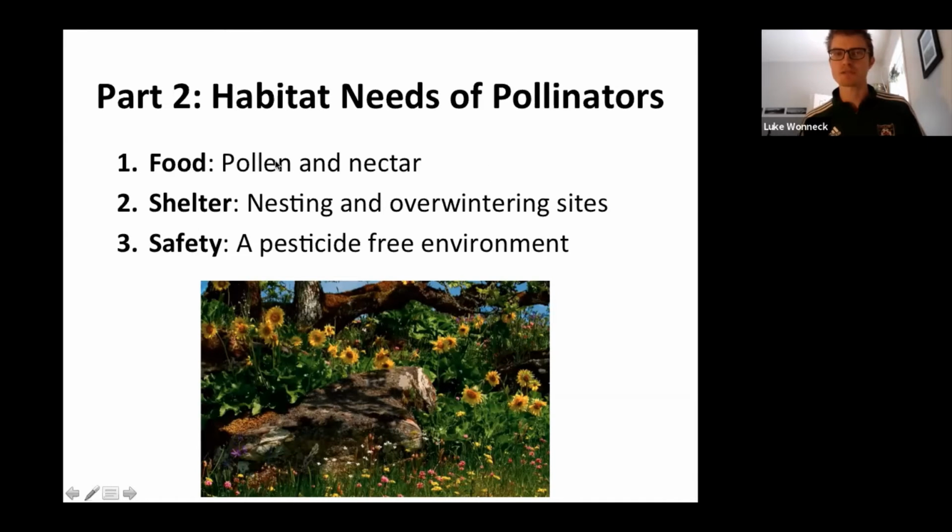For them, their food is pollen and nectar, not the kinds of foods that we would normally eat directly. For shelter, they need good places to nest and overwinter. And for safety, they need an environment that's free of pesticides, so free of chemicals that could hurt them.